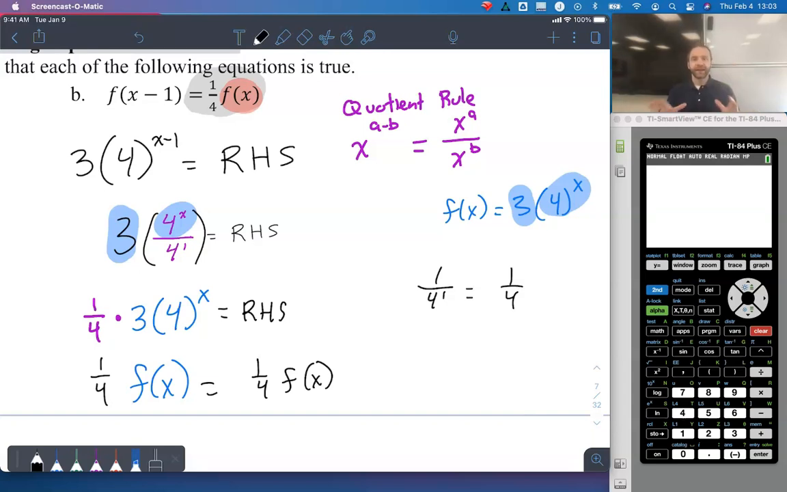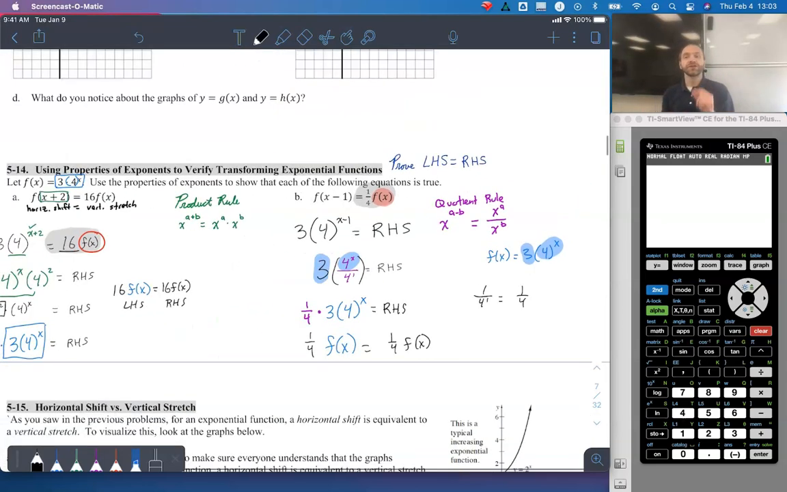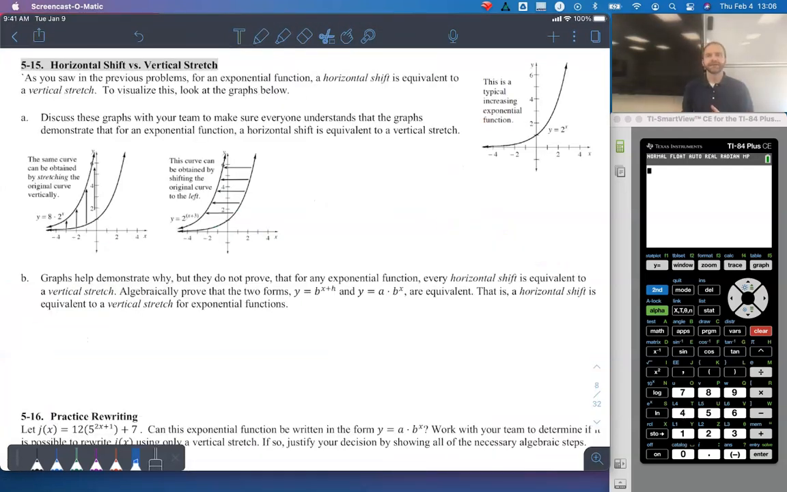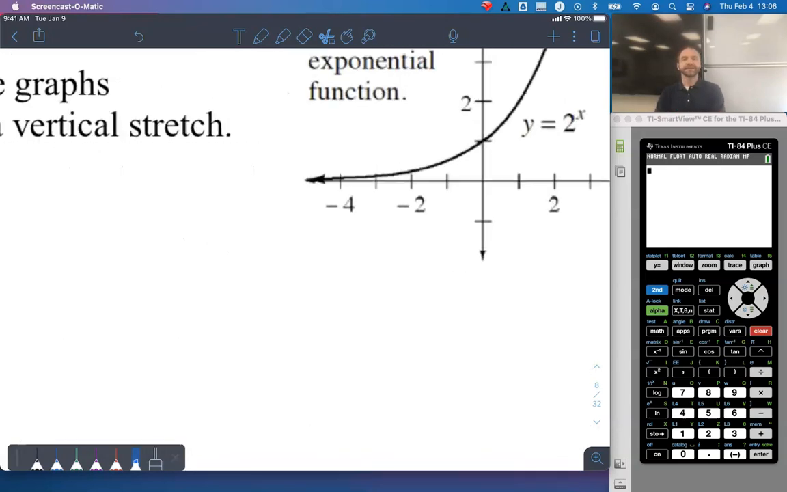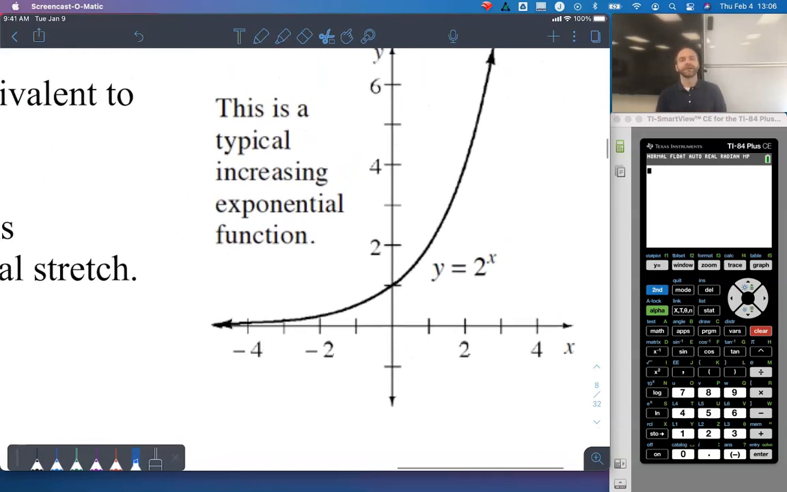The main thing, this is going to be huge for this entire section and chapter, is learning to use your properties of exponents differently, the other way than what you're used to. And we'll move on to the last prompt in this lesson. Last prompt for this lesson is prompt 515, which is really a horizontal shift versus a vertical stretch. And that has been what we've been working on in all the previous problems. In the last one we showed algebraically that a horizontal shift can be equal to a vertical stretch. Now we're going to look at it graphically. And so what we see right here is the parent graph of y equals 2 to the x power.